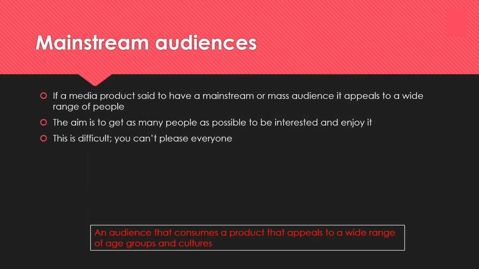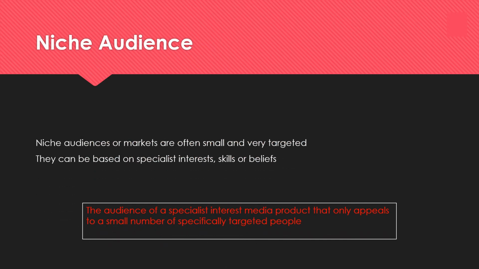Another key word is mainstream. So if an audience is described as mainstream, it means that it appeals to a wide range of people. So the aim is to get as many people as possible to be interested. And one kind of down point to it is it's very difficult to please everybody. A niche audience is when the audience is supposed to be small and targeted. So it's usually based on when there's specialist interests, skills, or beliefs for a particular product.